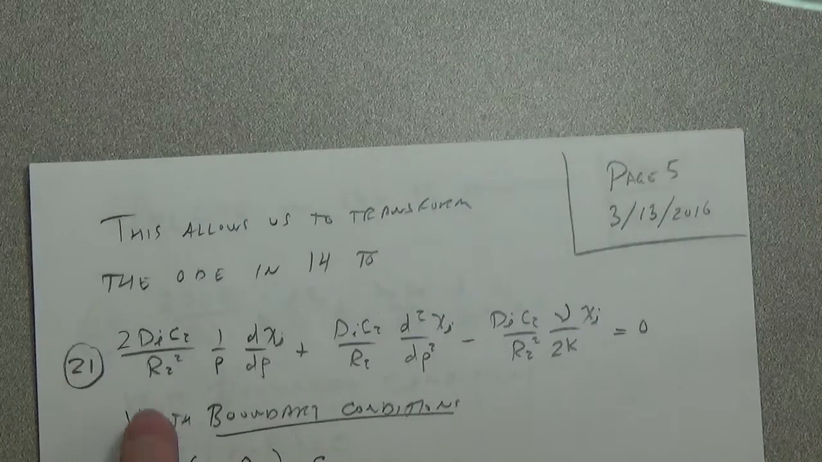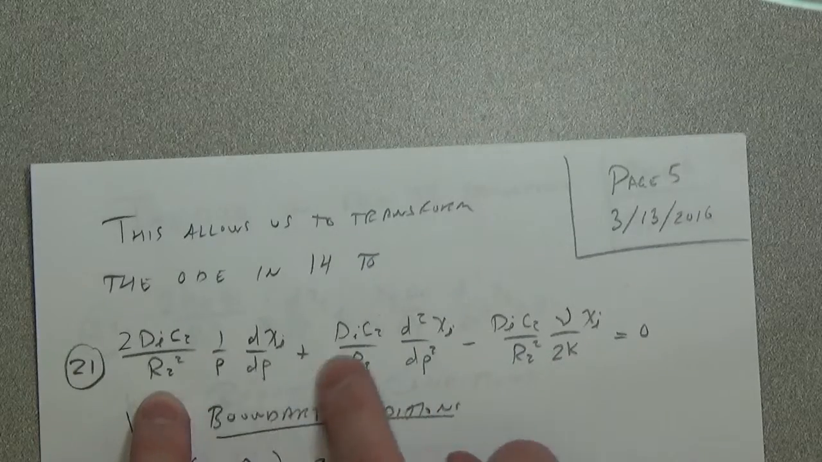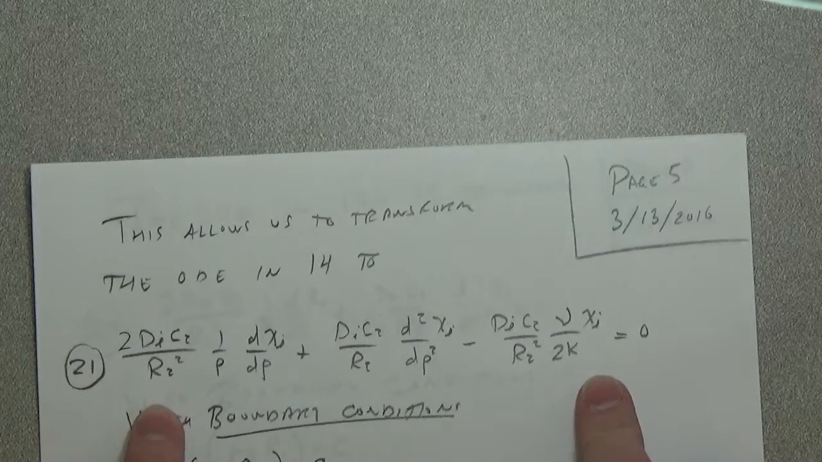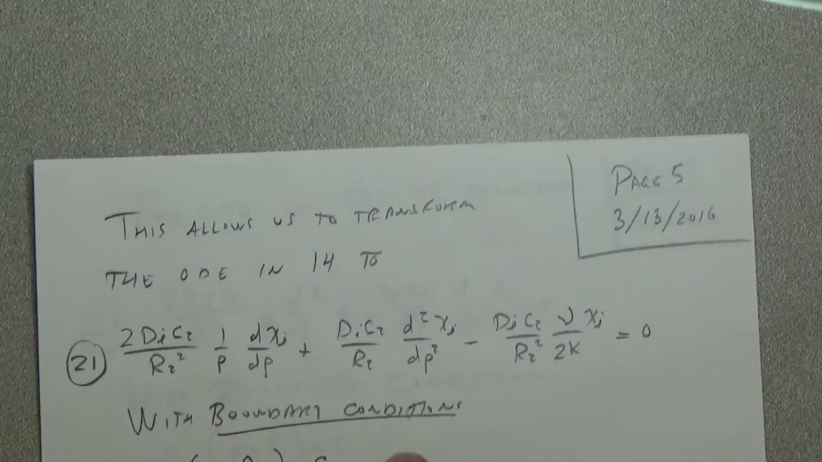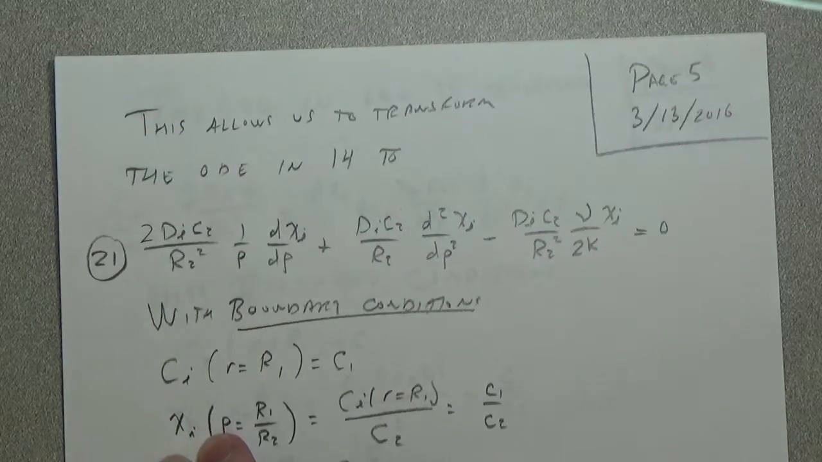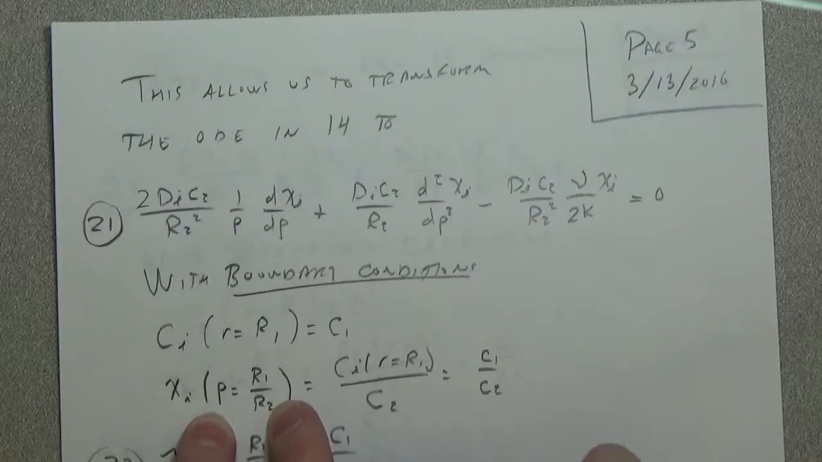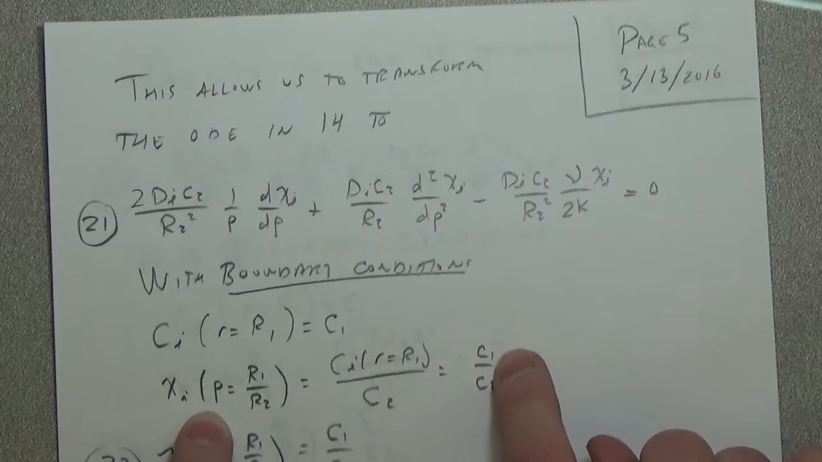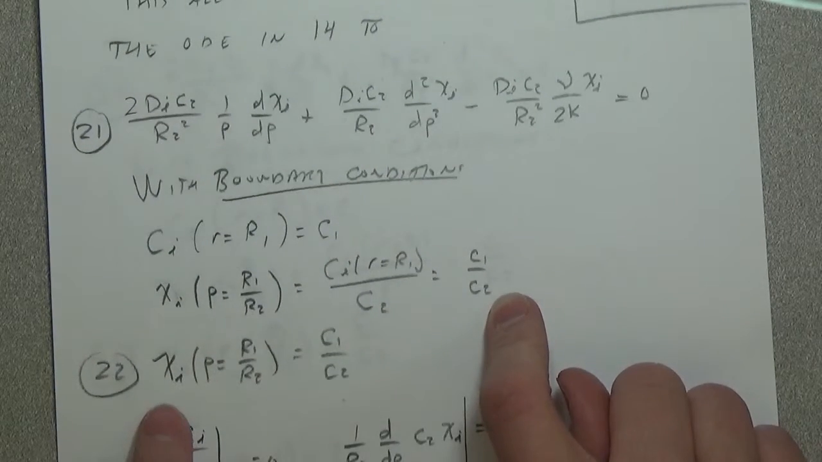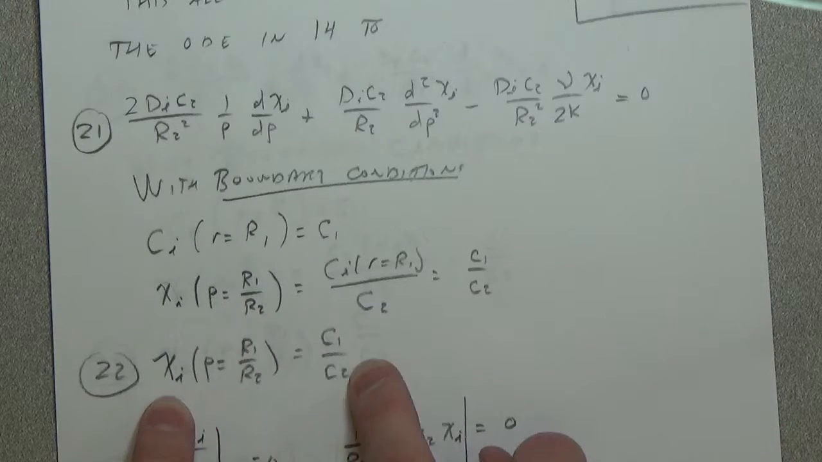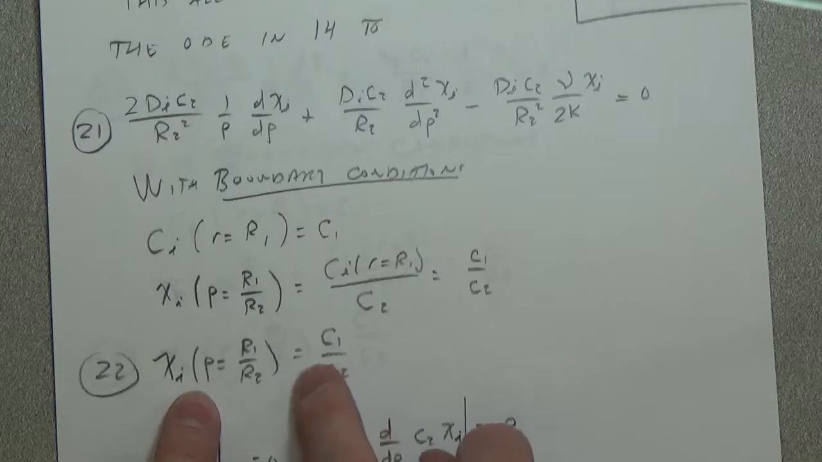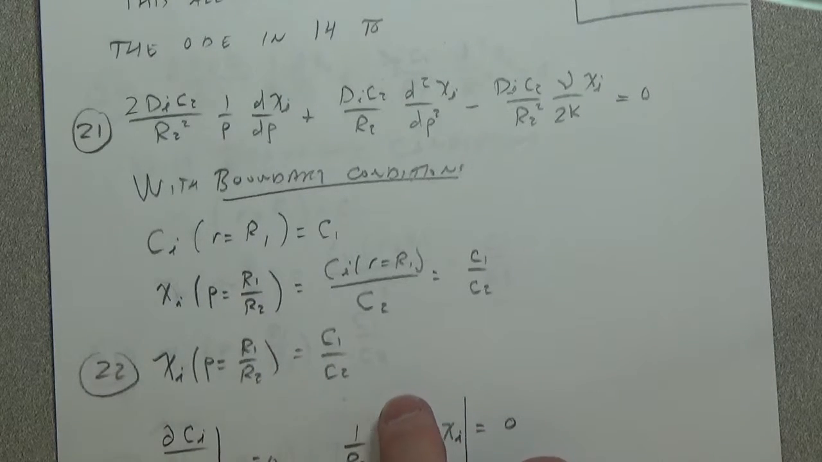So that lets us transform the interior ODE into this expression. And the boundary conditions: chi sub I at rho equal to R1 over R2, that is, at the interface between the two, is equal to C1 over C2, which is at R equal to R1, so the ratio of those two boundary concentrations. So that means this is our first boundary condition: chi sub I at rho equal to R1 over R2 is equal to C1 over C2.